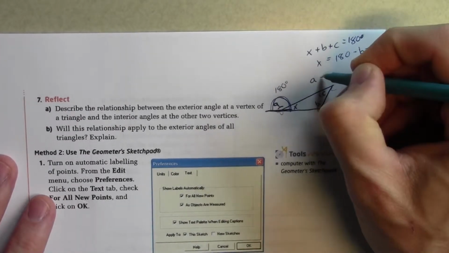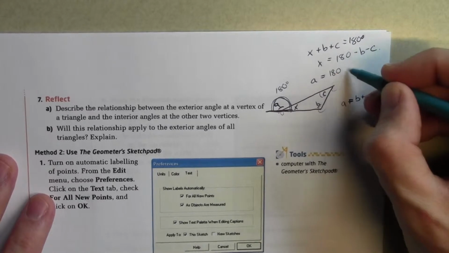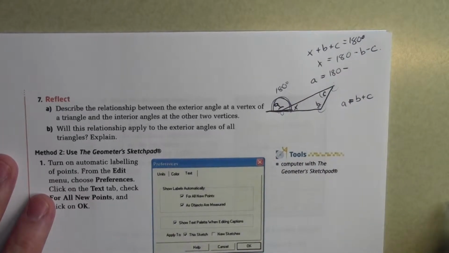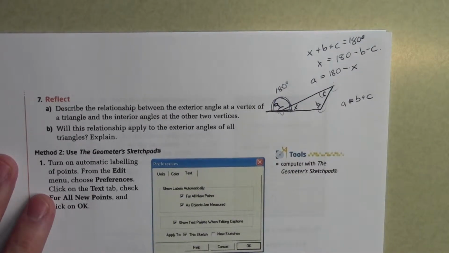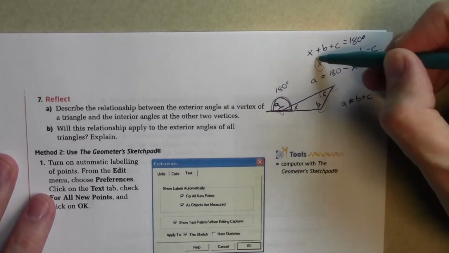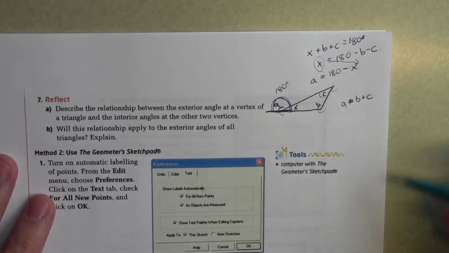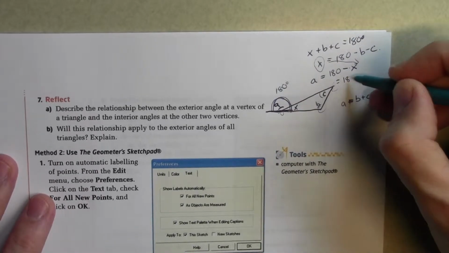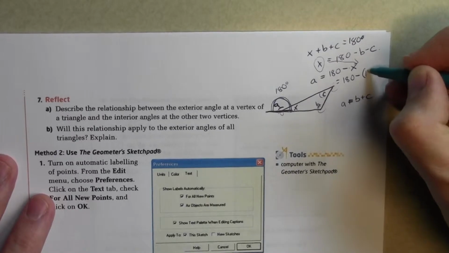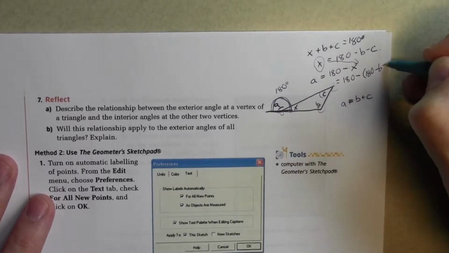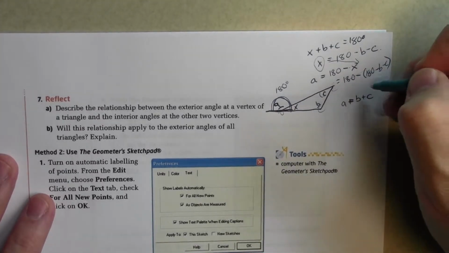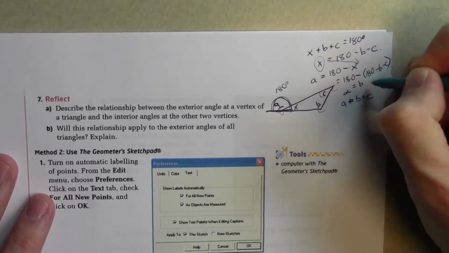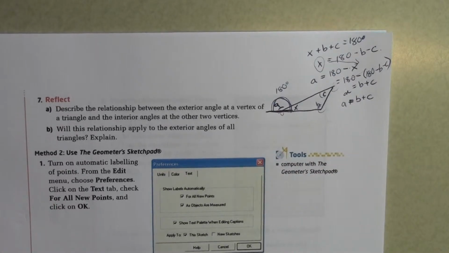And then A is equal to 180 minus X. Now if I substitute X in for X here, I get A is equal to 180 minus 180 minus B minus C. These cancel, and I'm left with A is equal to B plus C. Does that make sense? Here's the algebra behind it, okay?